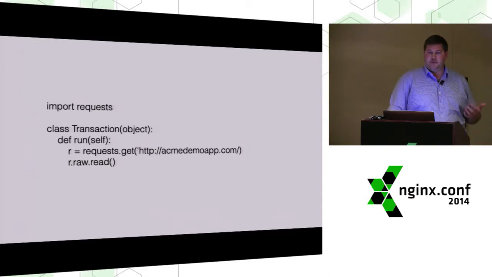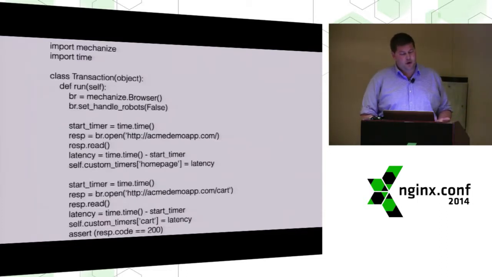So I can do something very simple, like import the Python requests library, which is simply an HTTP client for Python, and call requests.get on the Acme demo app. So I'm going to make one HTTP request to my application server and read the response back. Pretty straightforward. This is essentially what we did earlier with Siege, and then I can run this in a loop. But more often than not, this is where you need to script something more complex.